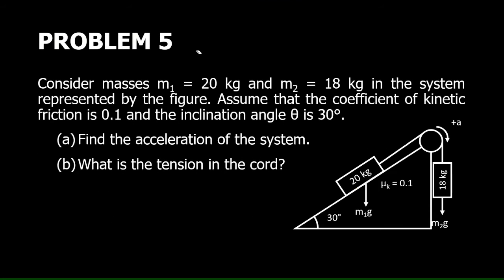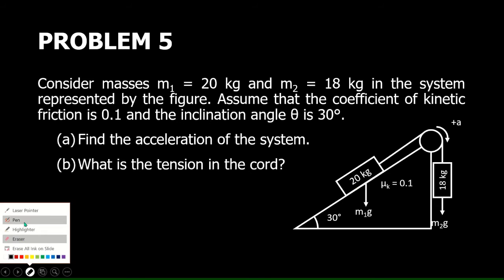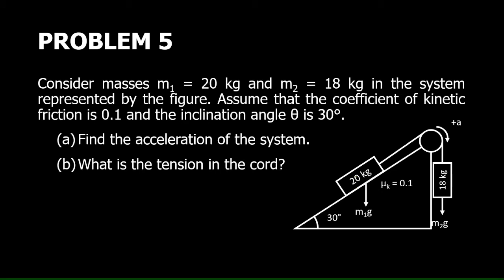Problem number 5. Consider masses M1 equal to 20 kg and M2 equal to 18 kg in the system represented by the figure. Assume that the coefficient of kinetic friction is 0.1 and the inclination angle theta is 30 degrees. Find A, the acceleration of the system, and B, the tension in the cord. First thing we have to do is to analyze the figure. We are given the mass of two blocks, which are 20 kilograms and 18 kilograms.